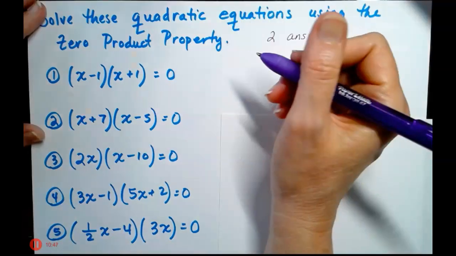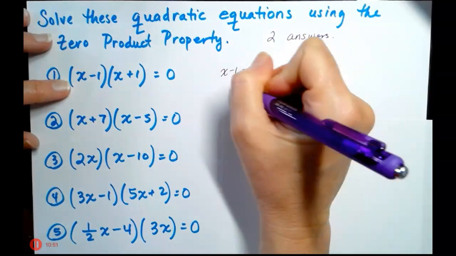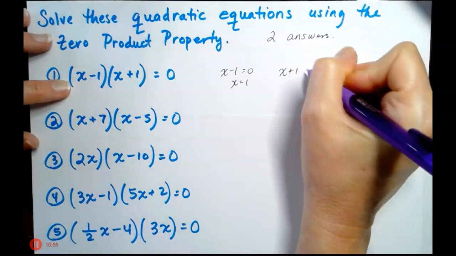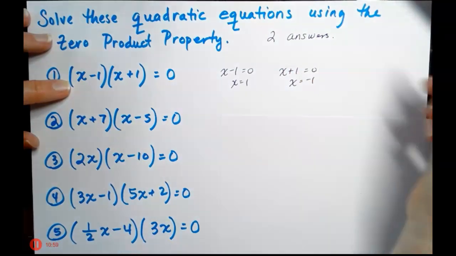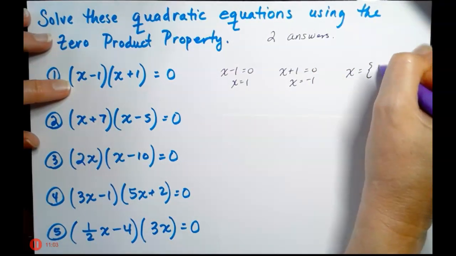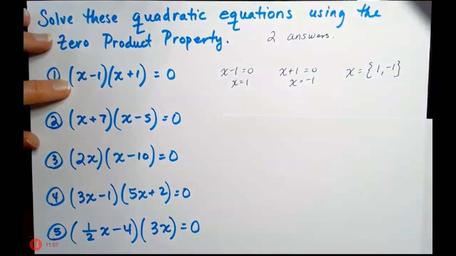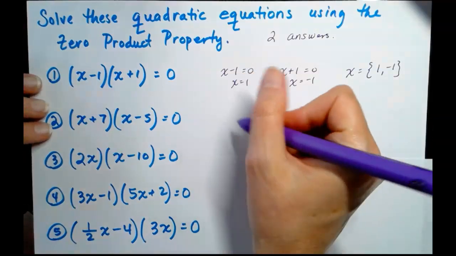So this first one's very simple. So if x minus 1 is equal to 0, x could be 1. If x plus 1 is equal to 0, x could be negative 1. That gives us a solution set of positive 1 and negative 1. So positive 1, negative 1. That's number 1. Let's do number 2.